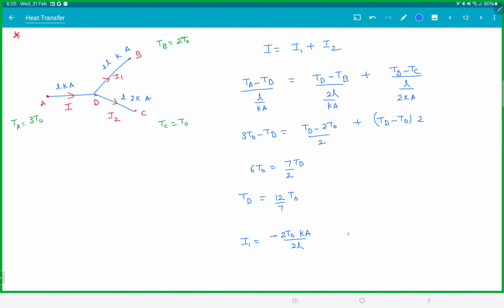If you want, I can show you one more. What is I? I is 3T naught minus 12 by 7, that is 9T naught Ka by L. Clear? Easy? Good one. So basically heat flowing from A to D is D to B and D to C, and then you just put it, the science will take care of it.